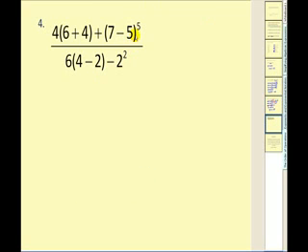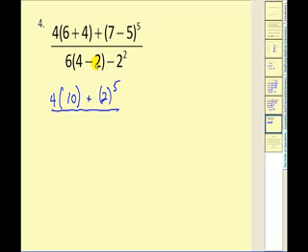When you have an expression in fraction form, we need to simplify the numerator and denominator separately before we deal with the fraction. That is mentioned in step 1 of the order of operations. So let's perform the operations in the parentheses in the numerator. 6 plus 4, of course, would be 10. 7 minus 5 would be 2. In the denominator, we have 4 minus 2.